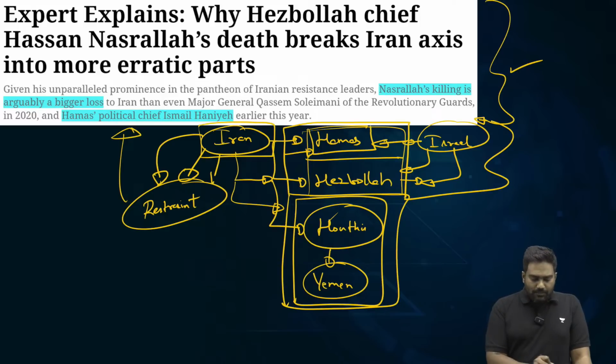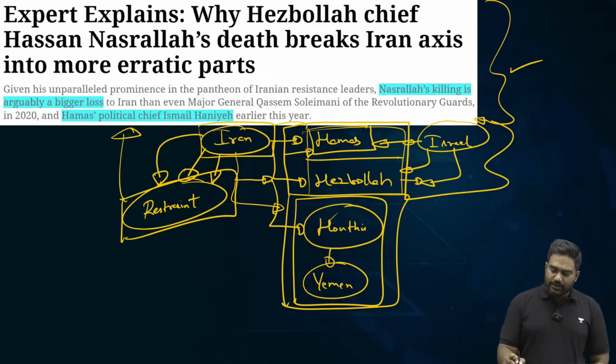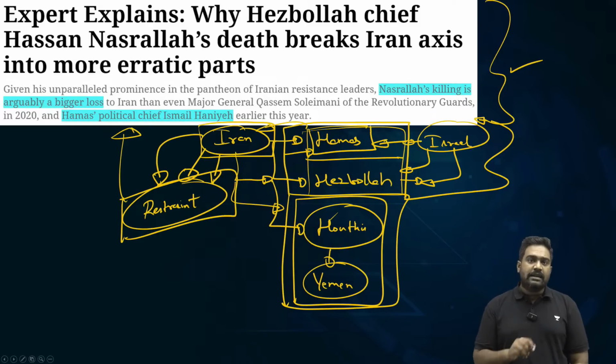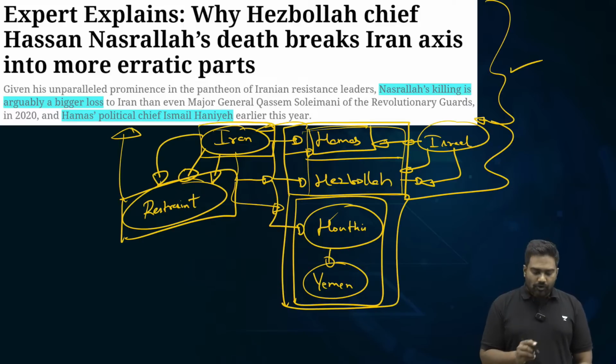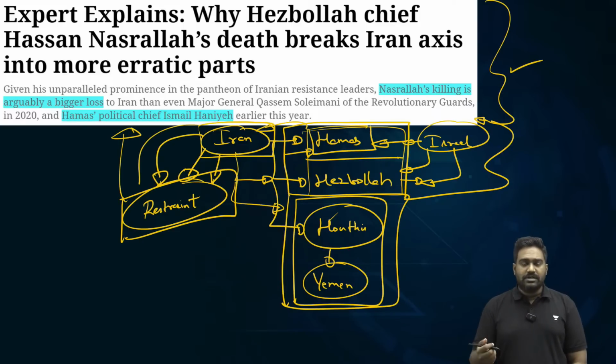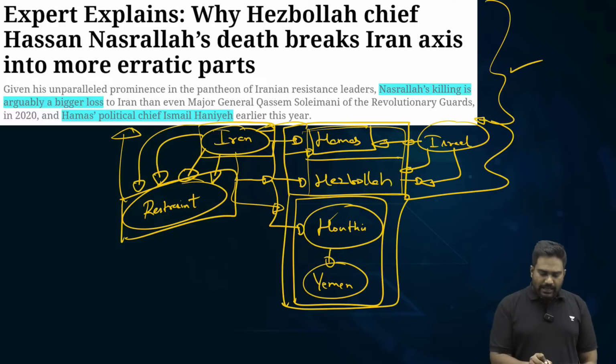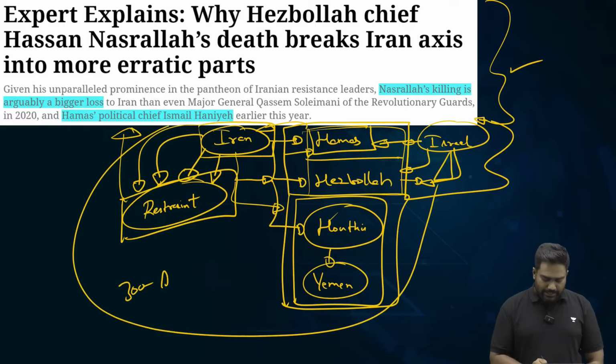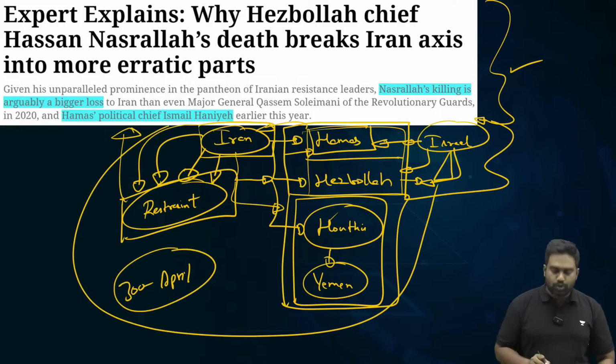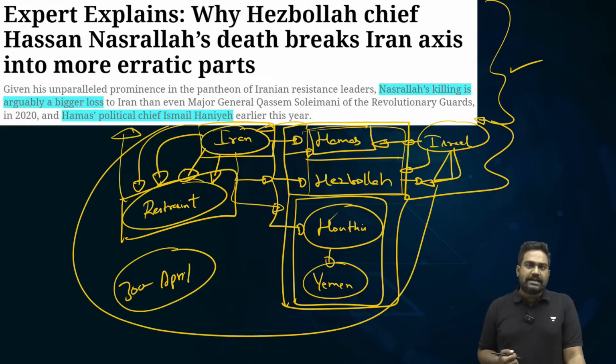But the repeated provocation has pushed Iran on the back foot. When Hamas chief Ismail Haniyeh was killed while he was a guest in Iran, even then Iran didn't retaliate. But when Iranian officials were killed a few months ago in Syria, Iran fired almost 300 missiles and drones in the month of April. But this was more of a show of force than a real intent to attack Israel.